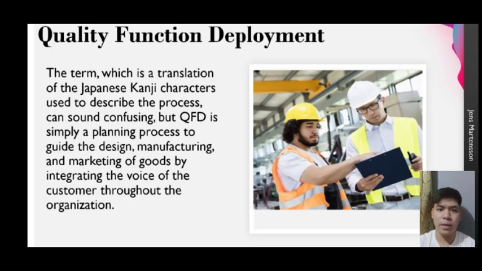Quality function deployment, the term which is a translation of the Japanese kanji characters used to describe the process can sound confusing, but quality function deployment is simply a planning process to guide the design, manufacturing, and marketing of goods by integrating the voice of customer throughout the organization. So the quality functions deployment ay galing sa Japanese kanji characters na ang ibig sabihin ay planning process, manufacturing, and marketing of goods.